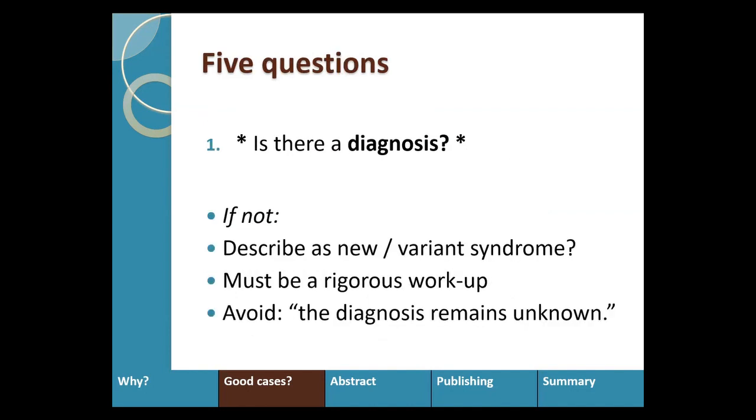This is probably the one question that you need to really have an answer for. There should be a diagnosis. It's really not likely that a case report will be published if at the end of the case report you say, and the diagnosis remains unknown. Sometimes though, variants of known syndromes or a new syndrome can be published as a case report, but there must be a rigorous workup if that is the case.